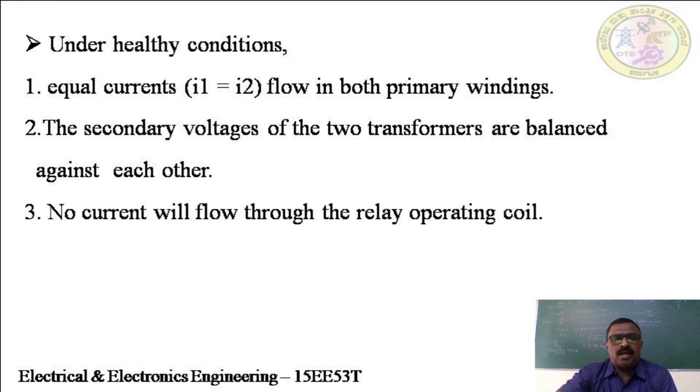So we will see the operation of the voltage differential relay. Under healthy conditions, the equal currents I1 and I2 will flow through the primary winding. The secondary voltages of the two current transformers are balanced and opposite to each other. Therefore, no current will flow through the relay operating coil.